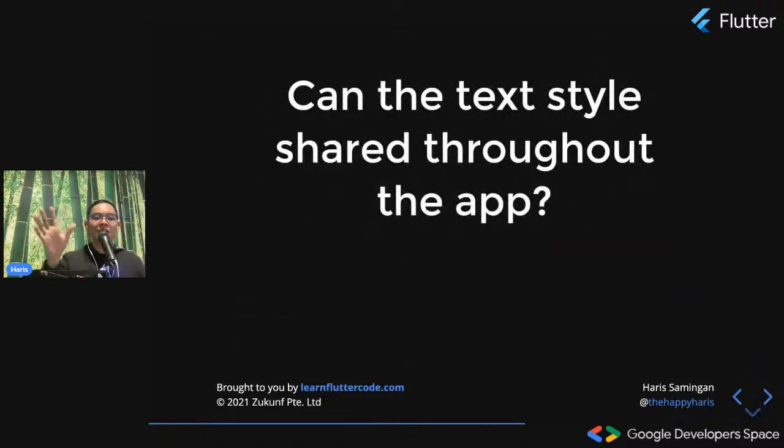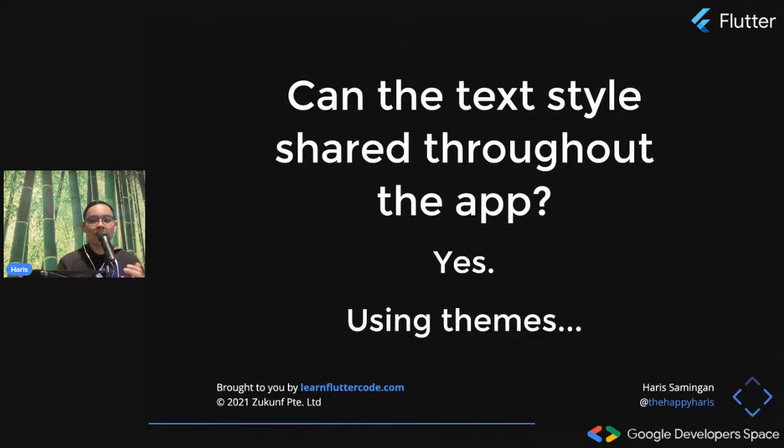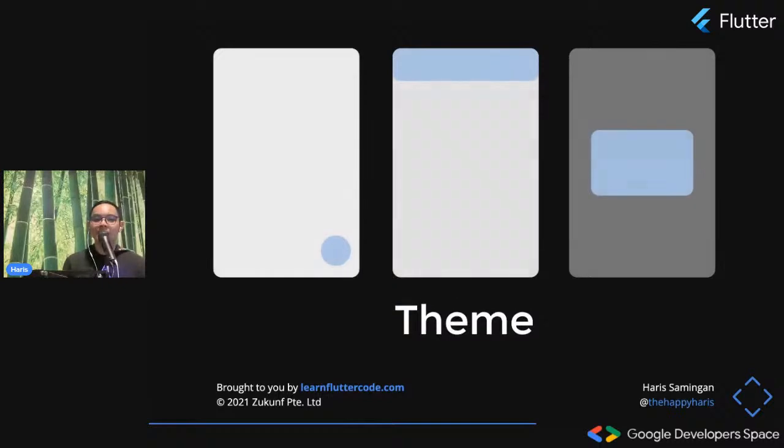So now we talk a little bit. We have seen how we can change the color and use the different properties of the new buttons, right? Can the text style be shared through the app? Text style, sorry, it should be button style. But the answer is yes, even if it's text style. So we're going to be using themes.